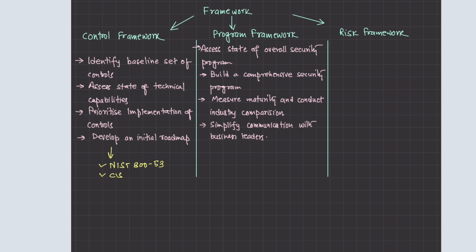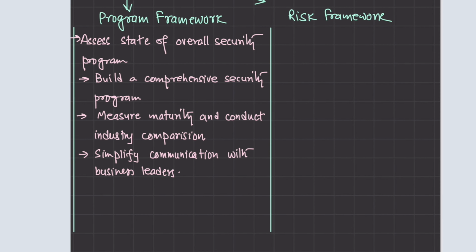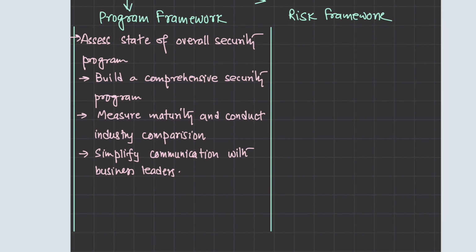Program frameworks, on the other hand, assess the state of the overall security program, right? In a control framework we also assess the state of technical capabilities, because we are more interested in finding the exact technical controls. But in a program framework, we assess the state of the overall security program. We build a comprehensive security program. We measure maturity and conduct industry comparison. We simplify communication with business leaders, which is the core outcome of a program framework: that it should be comprehensible to the business leader, right?